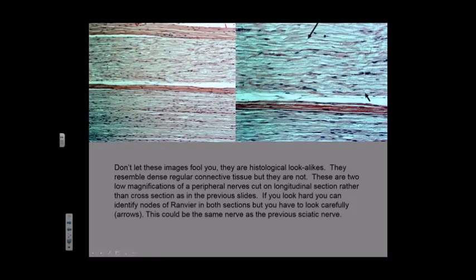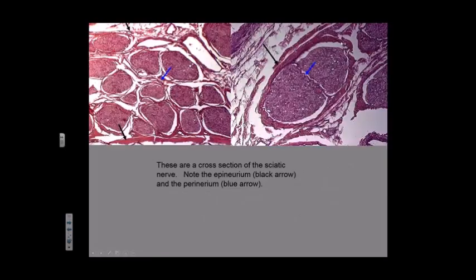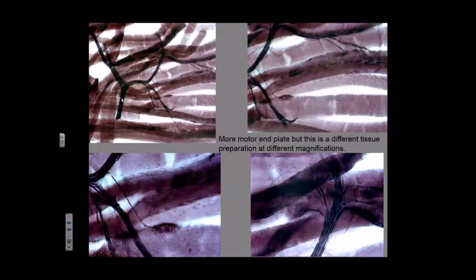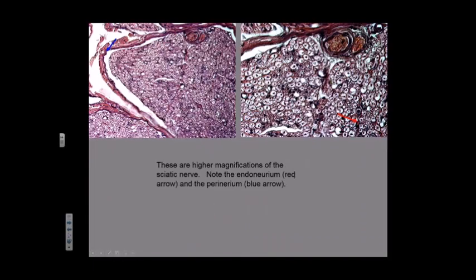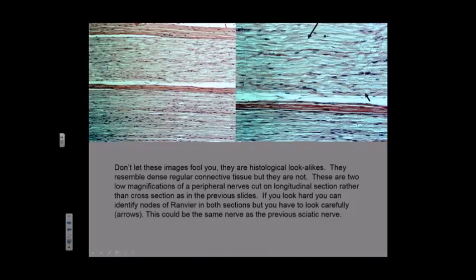Instead of cutting it on cross-section, we're cutting it in a longitudinal section. So that would be like looking at this under higher magnification and more light. It would look like this, which kind of looks like dense regular connective tissue, unless you look at it under higher power, and you can start to see these little areas right here and here. Those are the nodes of Ranvier between Schwann cells.